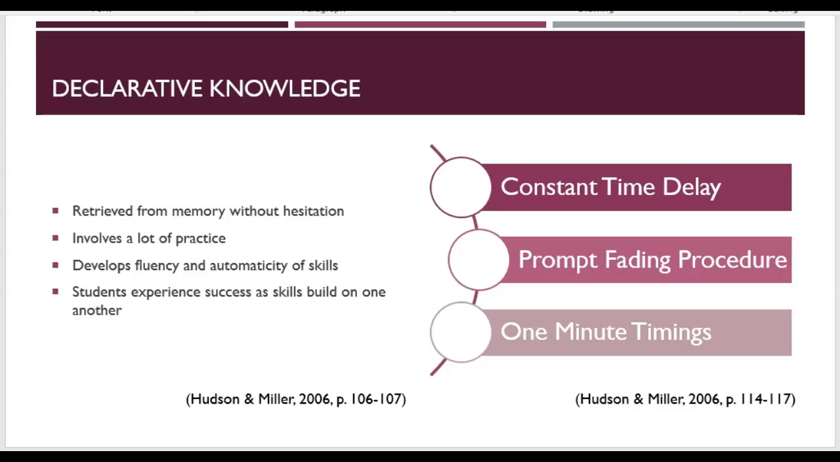These prompts allow for direct, systematic instruction with immediate feedback and reinforcement. An example of constant time delay is flashcards. Prompt fading procedure is another strategy where the teacher controls a stimulus to increase correct student responses, but prompts are faded out over time. 1-minute timings can also be used to develop declarative knowledge. It's important, though, to set a goal for the student to master, which will promote motivation and provide opportunities for success.